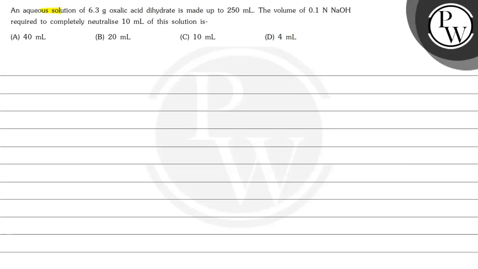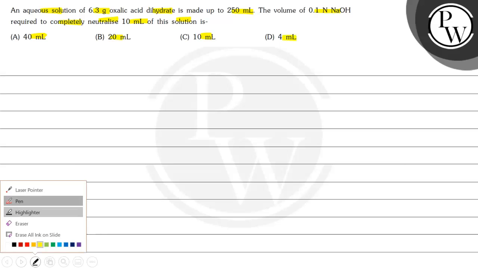An aqueous solution of 6.3 grams oxalic acid dihydrate is made up to 250 ml. The volume of 0.1 N NaOH required to completely neutralize 10 ml of this solution is 40 ml, 20 ml, 10 ml, 4 ml. So here we will start the solution.